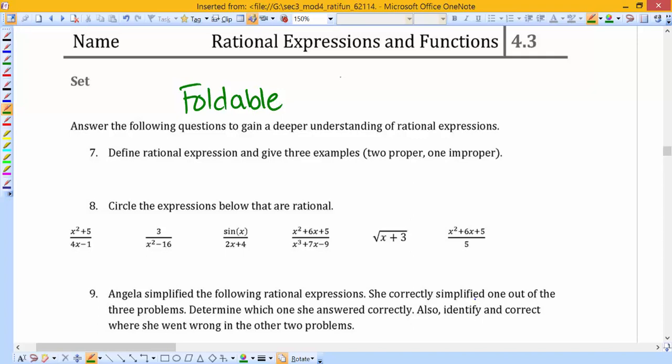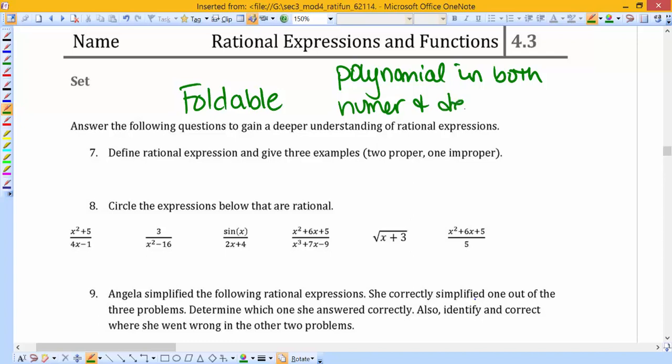Don't forget, rationals have to have a polynomial in both the numerator and denominator. Spell it right. And in the denominator, you must have an x. So as you are answering 8, keep that in mind. It is on your foldable, the definition of a rational function.